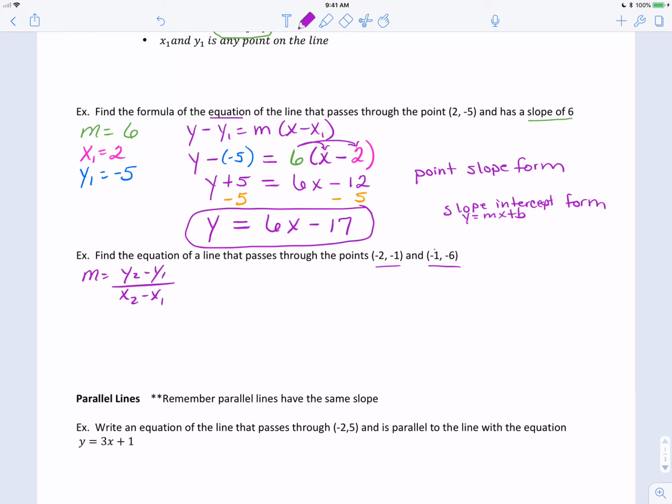By now we should be familiar with this after all our homework from last time. This will be my first point, x1, y1, and this will be my second, x2, y2. So m, our slope, is equal to y2, remember, the difference in our y values: -6 minus the -1, which means plus 1. Then we do the difference in our x values on the bottom. If we start with this y value, we have to start with its corresponding x value. So -1 minus -2 means plus 2.